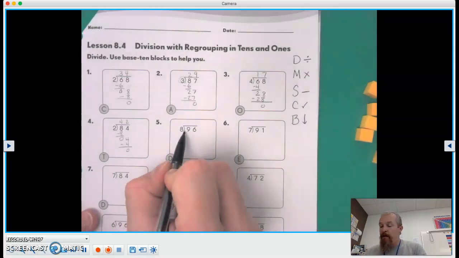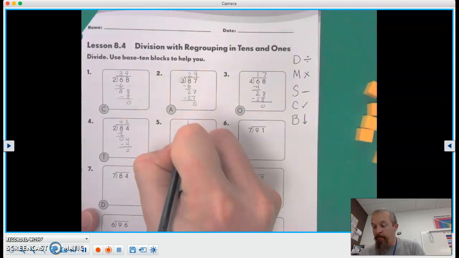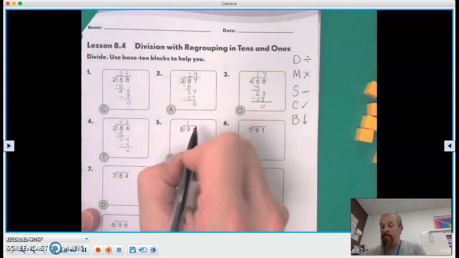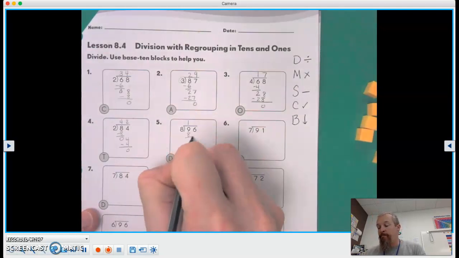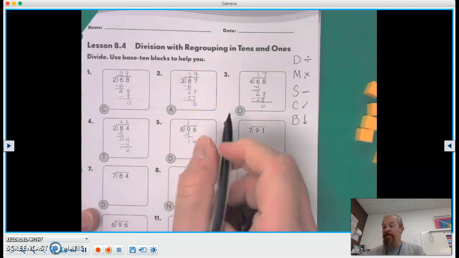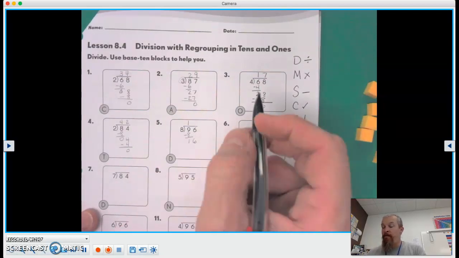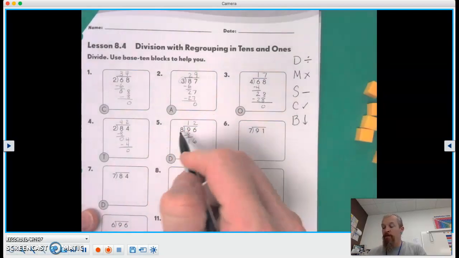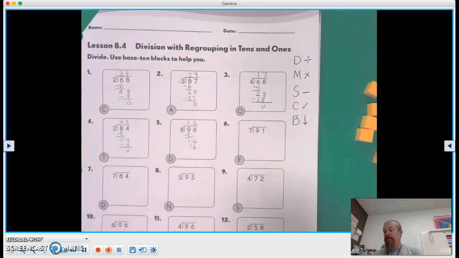All right. 9 divided by 8 is 1. 1 times 8 equals 8. 9 minus 8 is 1. Bring down the 6. 16 divided by 8 is 2. 2 times 8 equals 16.